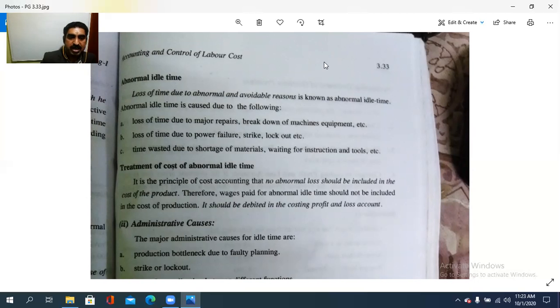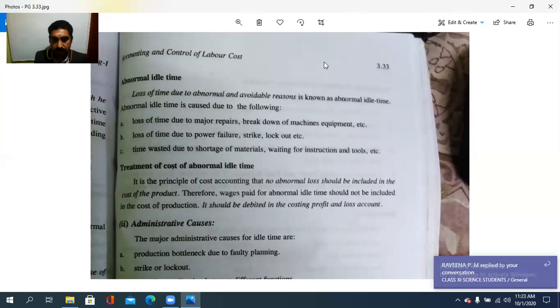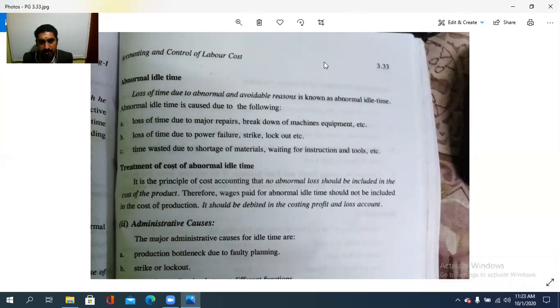Then how is this to be treated? Treatment of cost of abnormal idle time. It is the principle of cost accounting that no abnormal loss should be included in the cost of product, while normal loss or normal idle time can be included. Cost accounting ലെ practice ഉള്ളതാണ്. Okay, so in cost accounting no abnormal loss should be included in the cost of the product, while wages paid for abnormal idle time should not be included in the cost of production. It should be debited to the costing profit and loss account.